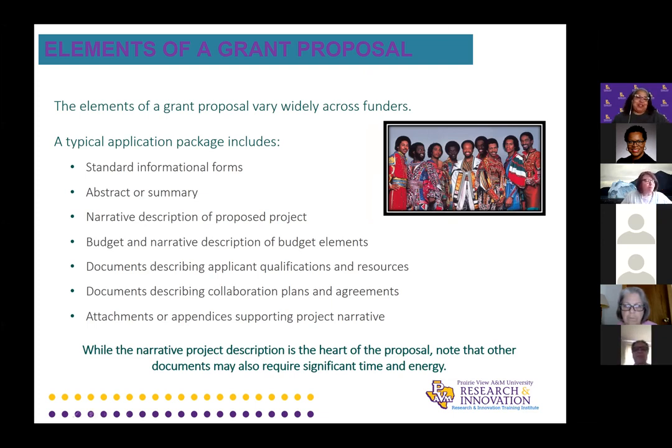So a typical application includes the standard informational forms that you'll need, the abstract or summary, and a narrative description of the proposed project. That's where you really want to make sure to catch the reader's eye. We can assist with all of these, but in your narrative is where you're describing the work. It's where in the first paragraph or two, you want to make sure to draw the reviewers and readers in. Then the budget and budget narrative: you'll have your budget, and you also have to justify each item in the budget.